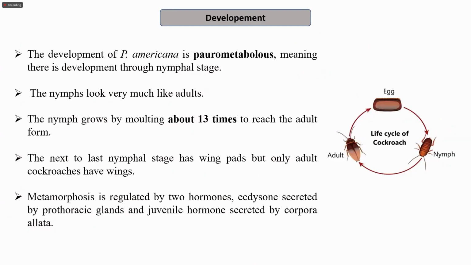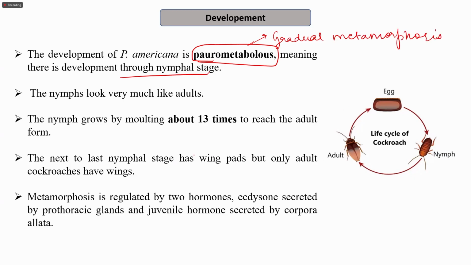In the case of Periplaneta americana, the development is of paurometabolous type. Paurometabolous means there is development through the nymphal stage, a gradual metamorphosis. The nymphs look very much like adults, and the nymph grows by molting about 13 times to reach the adult form. So you can see here that there is no other larval stage.